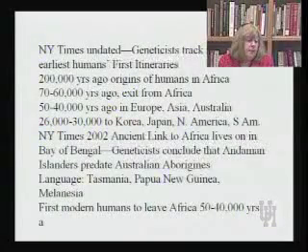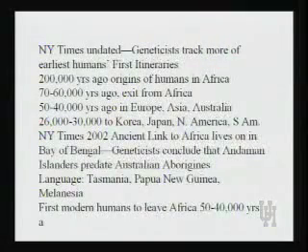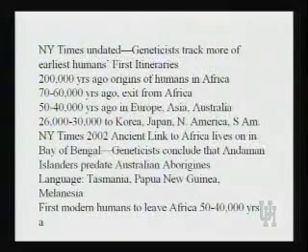In the New York Times, and I think this is from 2002, geneticists track more of the earliest humans' first itineraries. 200,000 years ago, humans originated in Africa. 70 to 60,000 years ago, they exited from Africa. 50 to 40,000 years ago, they appeared in Europe, Asia, and Australia. 26,000 to 30,000 years ago, they moved to Korea, Japan, North America, and South America.